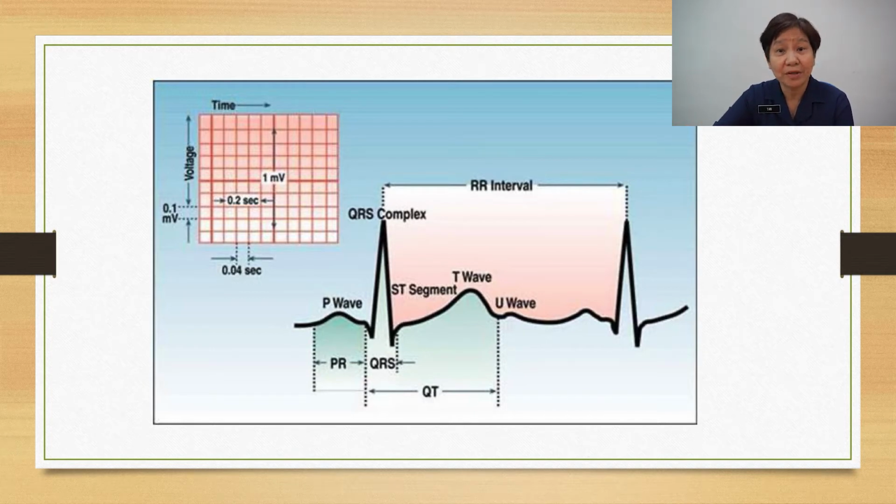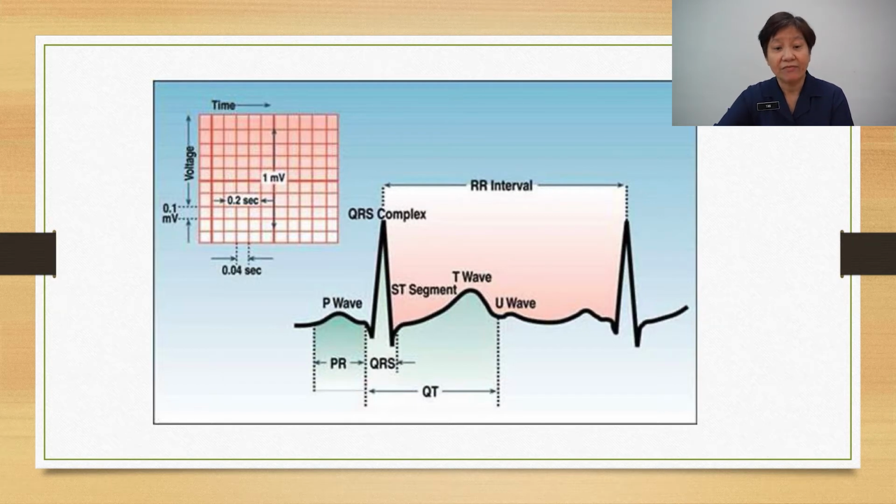This is important because we need to know how many seconds in order to know whether there is any abnormality or not. In the PR interval, it might be more than 5 small squares. Or in the QRS, you need to know the duration of the QRS, which should not be more than 0.12 second, meaning it cannot be more than 3 small squares. Once it's more than 3 small squares, it becomes slower.